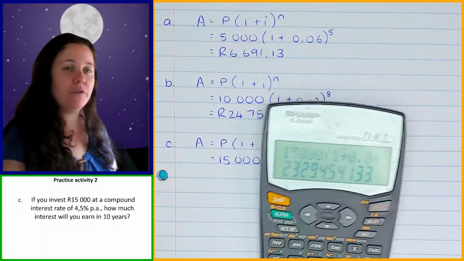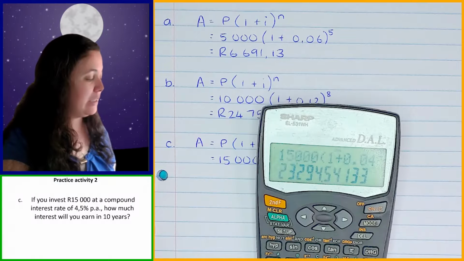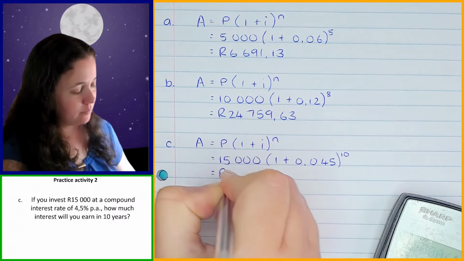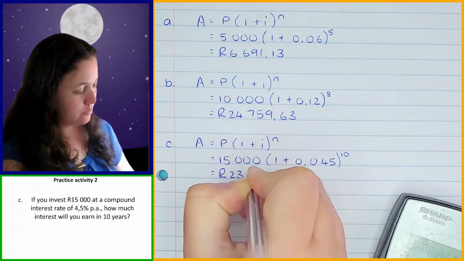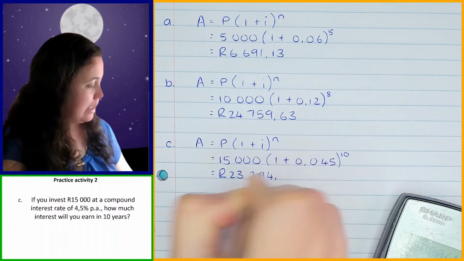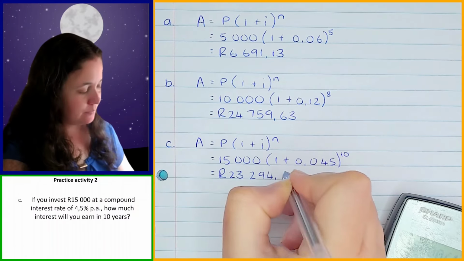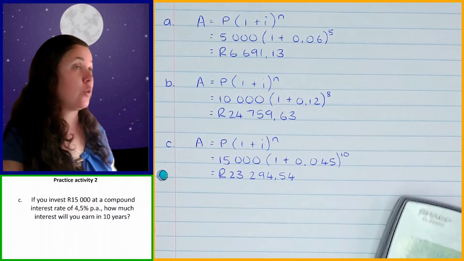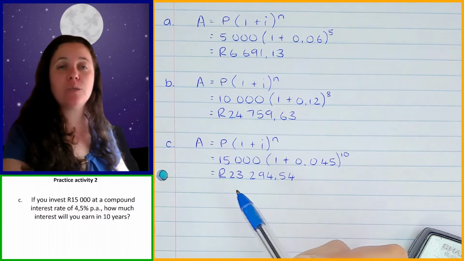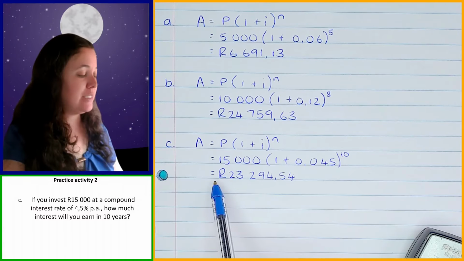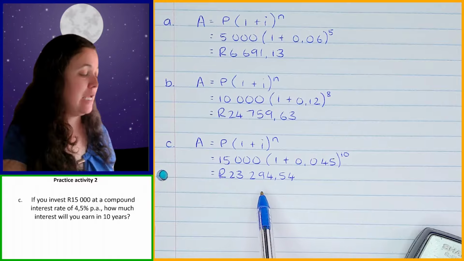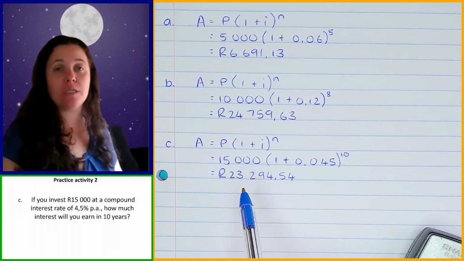Okay, and that should have given you 23,294 Rand and 54 cents. Okay, but now this is not answering the question. The question was, how much interest will you earn in 10 years? This is the total value of the investment at the end of the 10 years. Now I need to work out how much interest I earned.